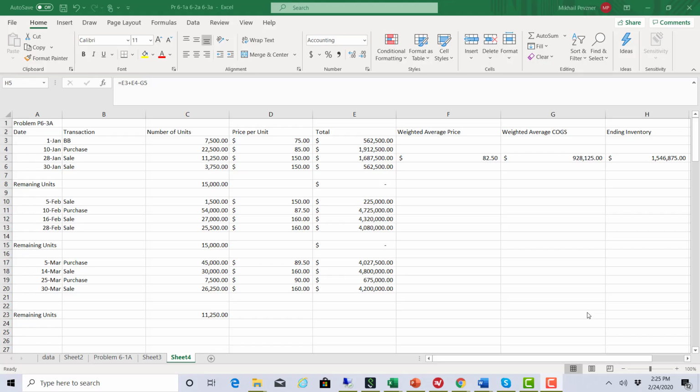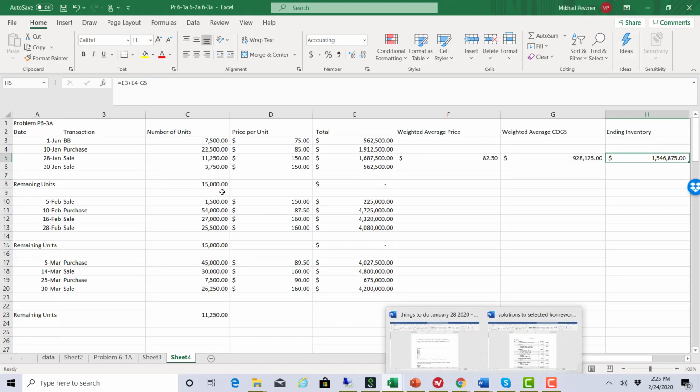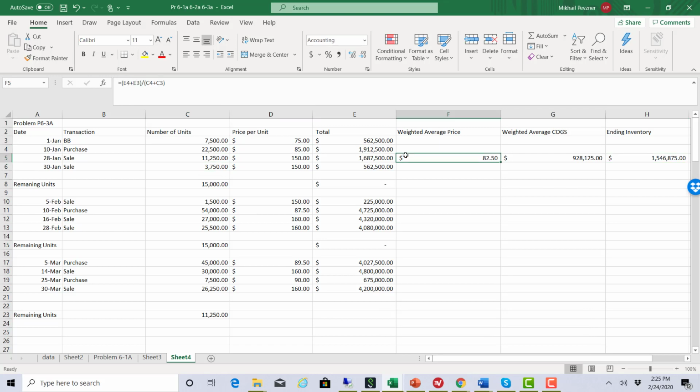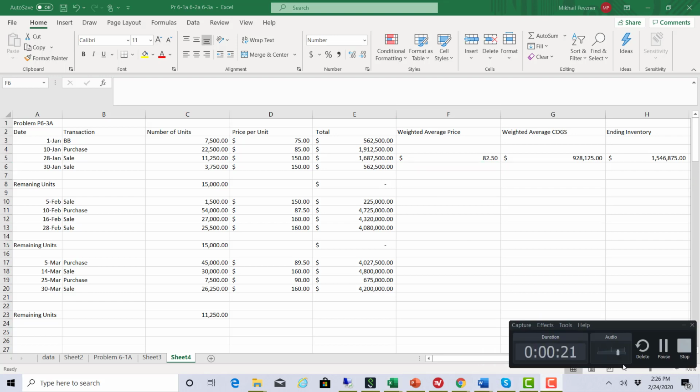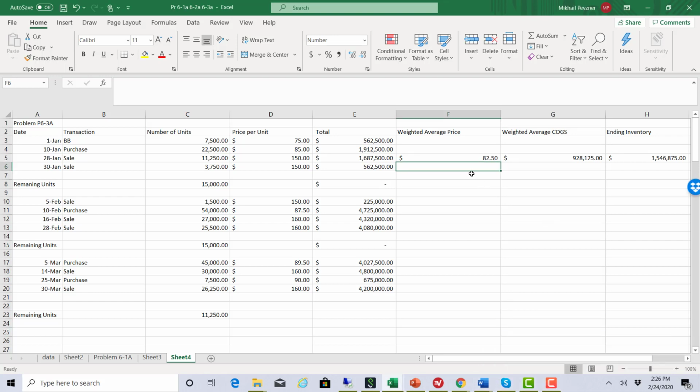Come on. Please. All right, so this was the average here. This is for the first sale. And then for the second sale, the average stays the same because it's still based on cost of goods available for sale, because there were no intervening purchases. So I'm going to take that and multiply average price by number of units.